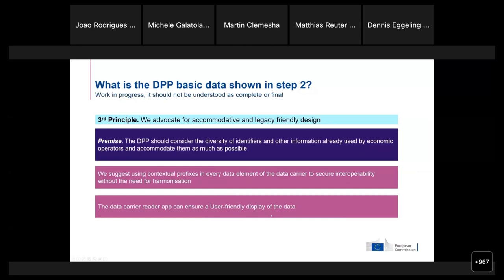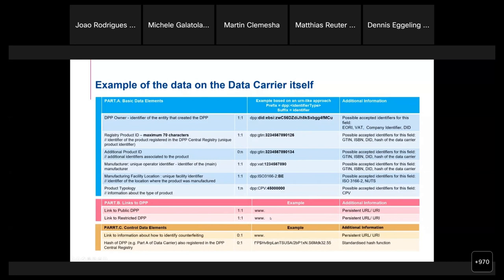So the first question that you might be asking is, what is actually this DPP basic data that I was displayed and that I could consult offline? You know, what is actually in there? So let's then look at a possibility. José Manuel, are you with us? Yes, thanks a lot, Joao. So we can see here an example of how this can work in practice.